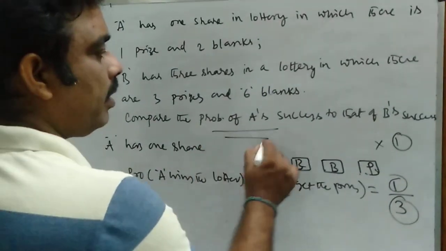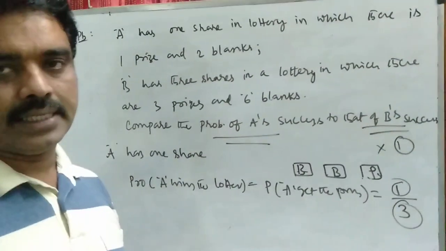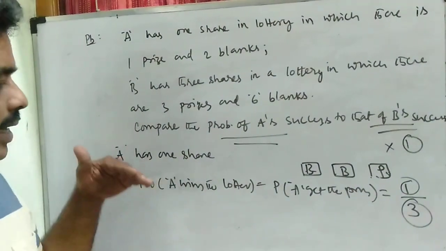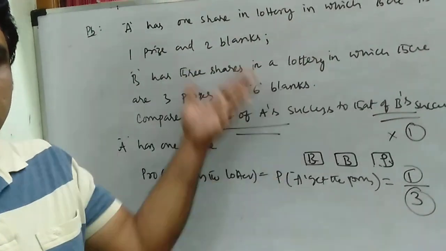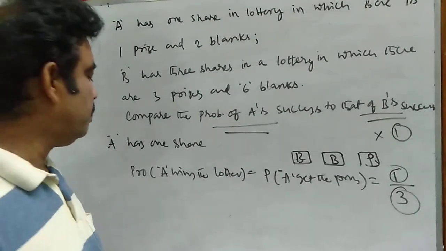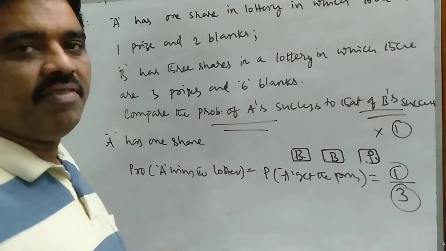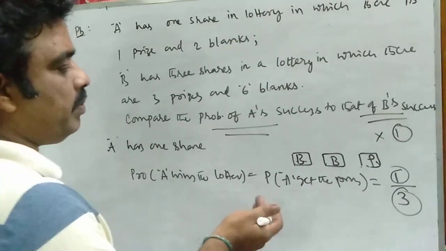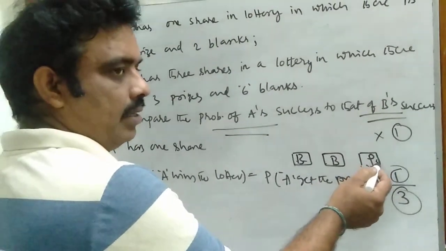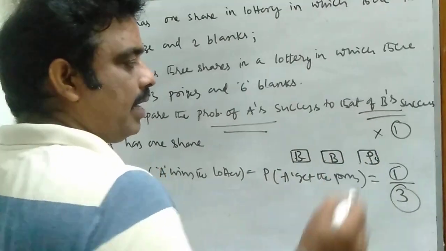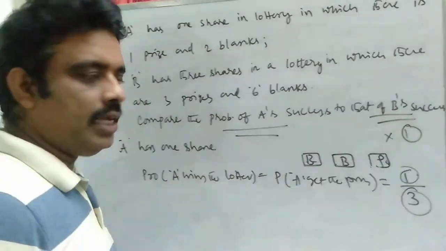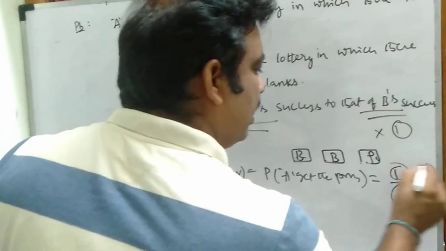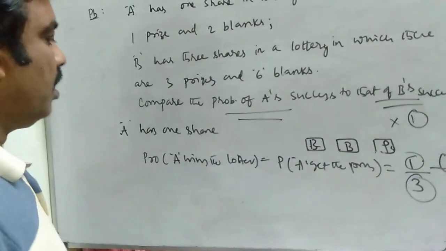That is nothing but the probability of A's success. We have to compare A's success to B's success. So first you have to find A's success probability, then B's success probability, then find the ratio of the two. A's success means A wins the prize, which means A has to get the prize ticket. That can be done in only one way out of three ways. So the probability is 1 by 3. Call that equation number 1.